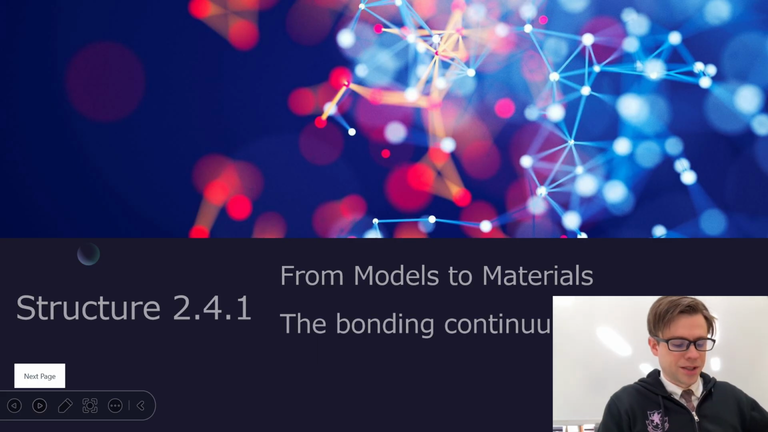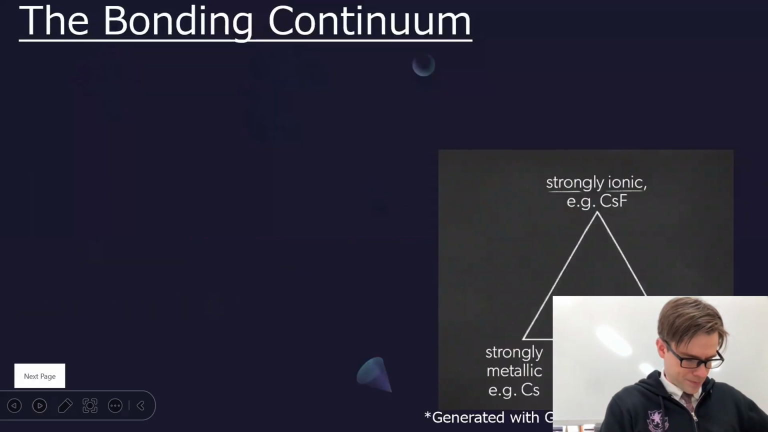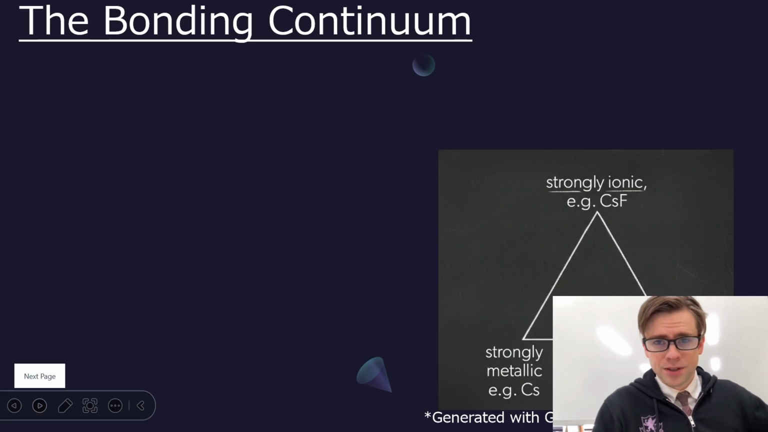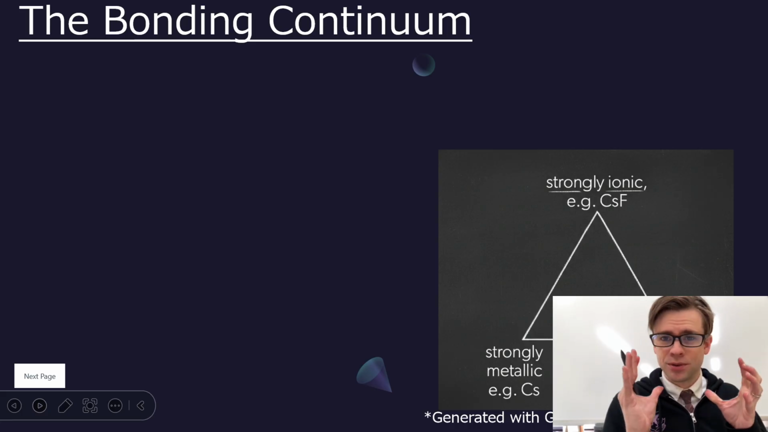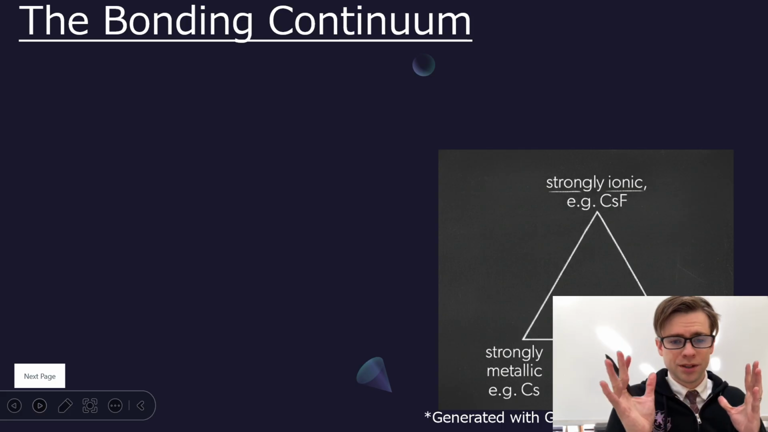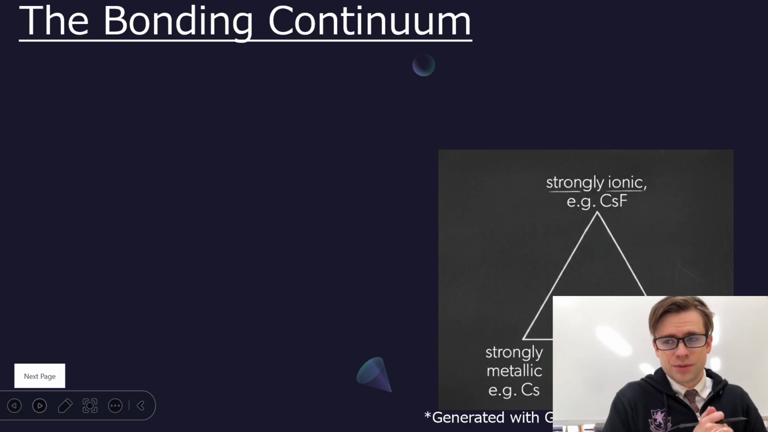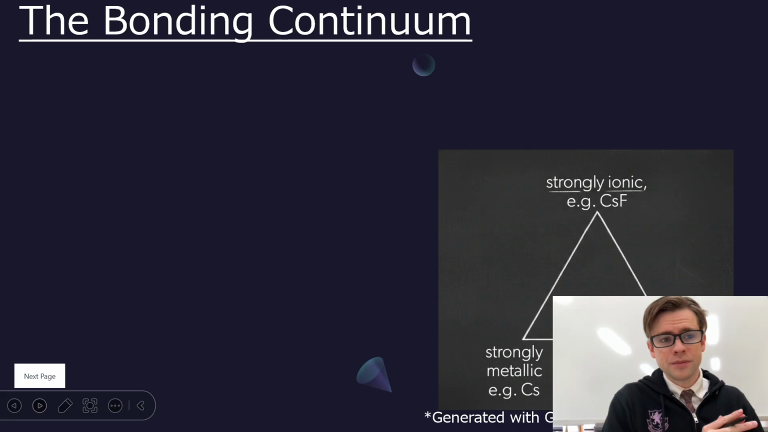So the bonding continuum, 2.4.1. You've probably considered now that there's a kind of spectrum between ionic and covalent bonding. It's not just one or the other, but depending on the electronegativity difference, from 0 to 4 or whatever, we can have complete covalent bonds, nonpolar covalent, all the way up to highly ionic. And that forms a kind of spectrum.